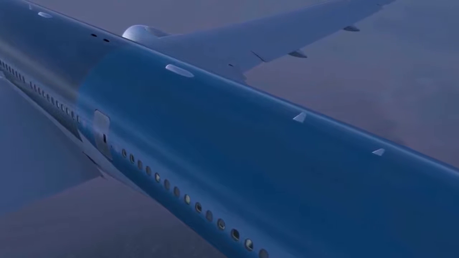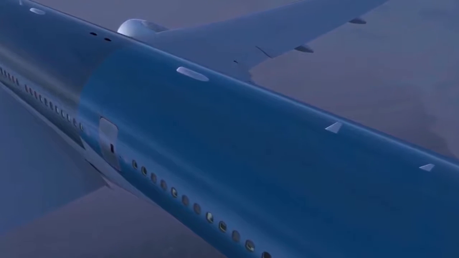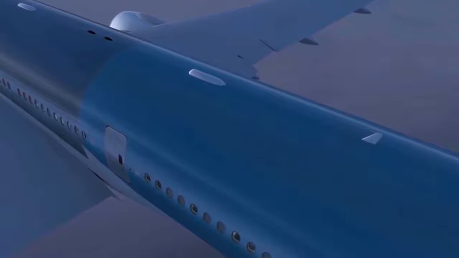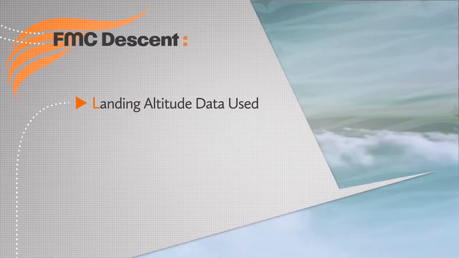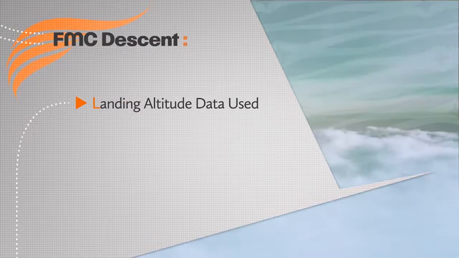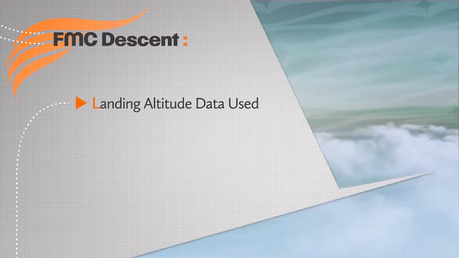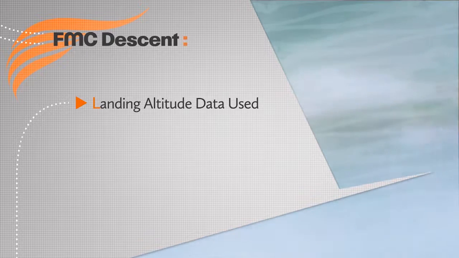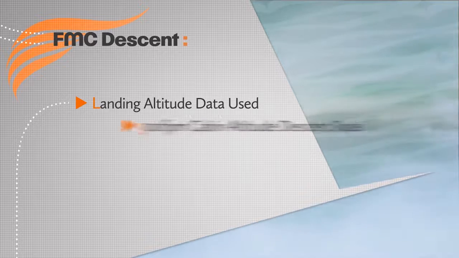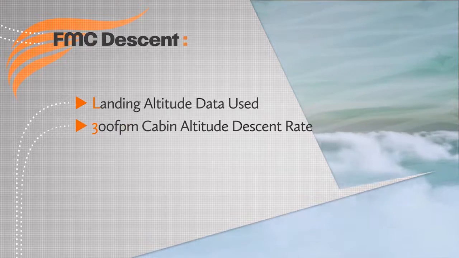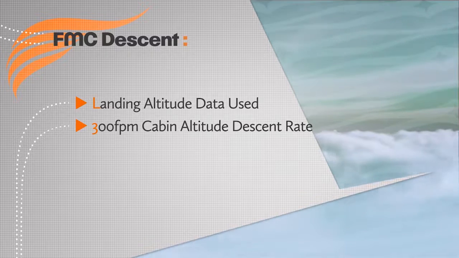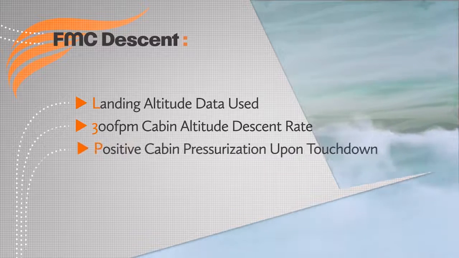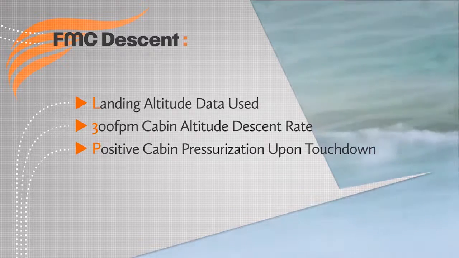Similar to during climb, when the aircraft descends, the pressurization system also follows one of two logics, FMC descent or internal descent. During FMC descent, landing altitude data is used to design a descent pressurization schedule so that the cabin reaches its target cabin altitude when the aircraft reaches landing altitude. The normal FMC descent schedule provides a 300 foot per minute cabin altitude descent rate until a cabin altitude that is slightly lower than the landing altitude has been reached. This ensures a slightly positive cabin pressurization during touchdown.